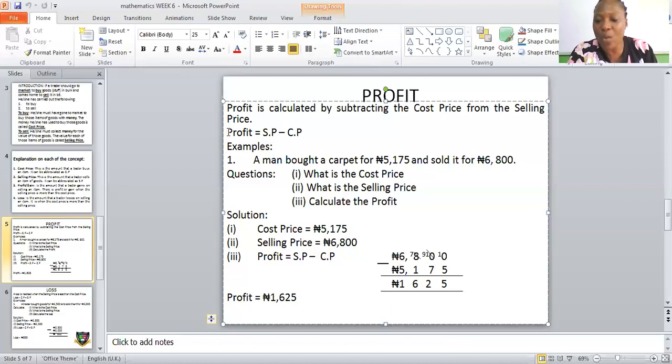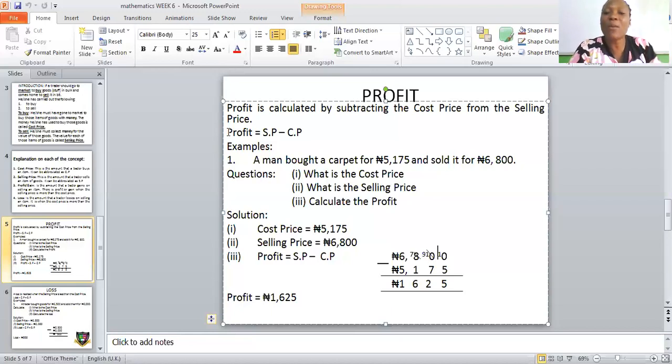5 take away 0 is not possible. I will come to the next figure, which is 0. Oh, the 0 does not have anything to borrow. I will move to the next one, which is 8. Now borrow 1 from 8, take it to 0, it becomes 10. Remember where we are coming from. So this will reduce to 9, while this becomes 10.